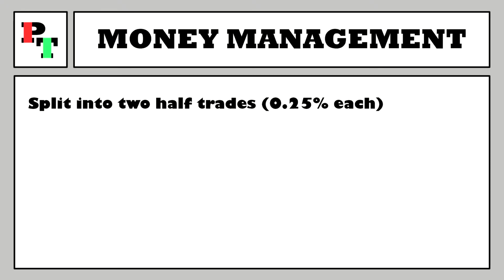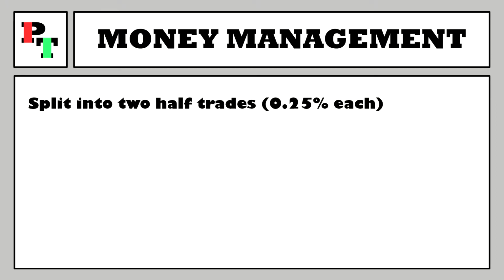First off, we're going to split our one trade into two half trades or sub trades, and we will risk 0.25% of our capital on each of those half trades for a total of 0.5% capital risk. Obviously that does seem quite small, and a lot of traders will use the 2% rule, but we want to keep our capital pretty tight on this one so we know how much we're willing to risk.